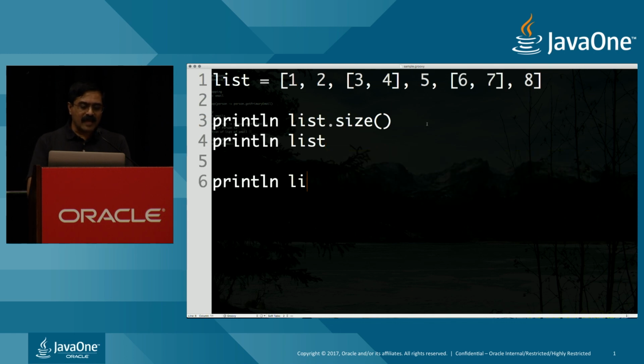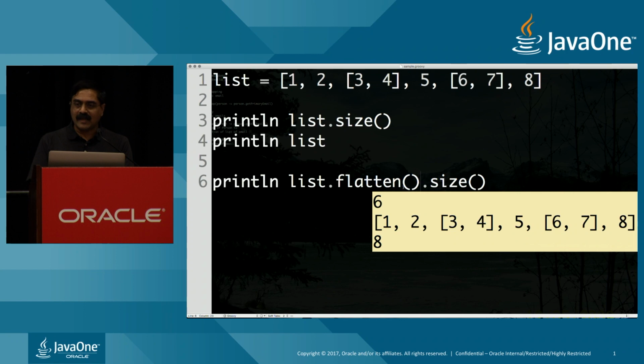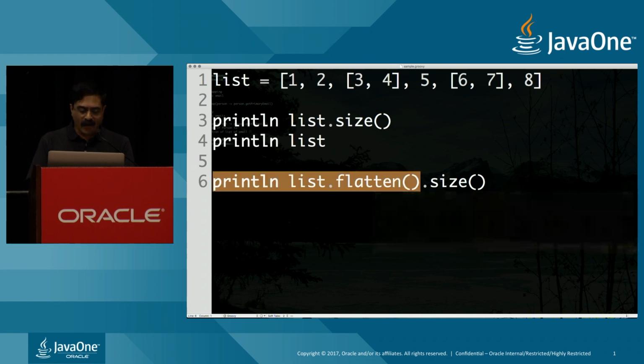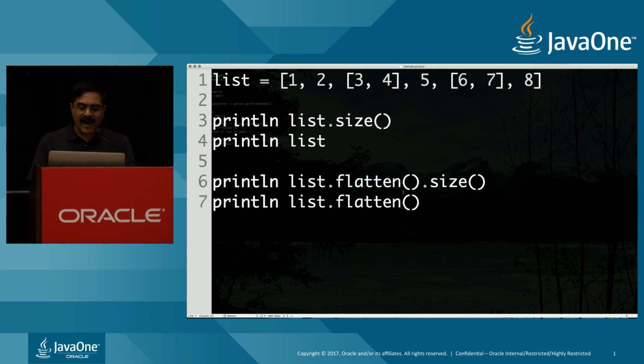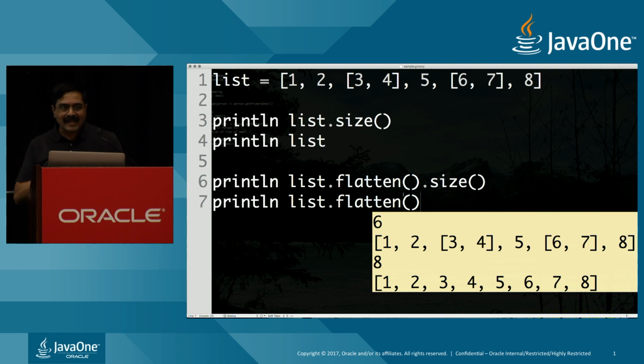But instead, I'm going to say list.flatten, and then I'm going to say .size, and now notice in this case, when I flatten it out, the value that I get is 8 on my hand. Likewise, if I just print out the flattened collection, it is a flattened collection, one single collection, not a collection of collection. So flattening is a function available in quite a number of different languages. Java quite doesn't have it.